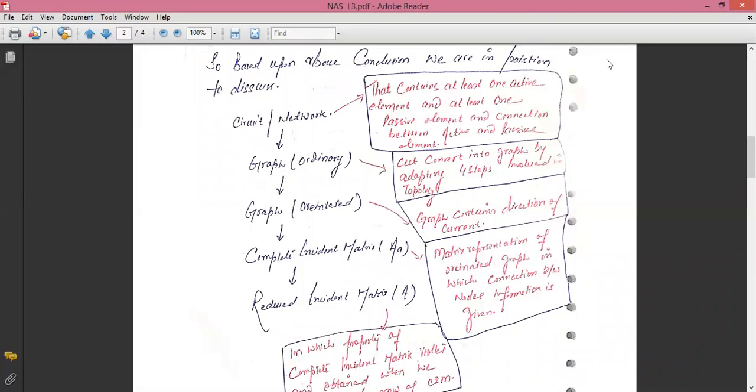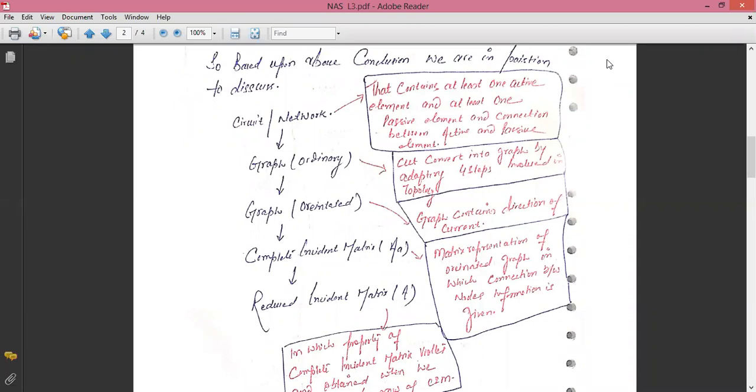This circuit or this network is converted into a graph, and the graph so obtained is called an ordinary graph. After that, this ordinary graph is converted into an oriented graph. After that, this oriented graph is converted into the complete incident matrix, which is denoted by capital A and small a. And after that, we have another matrix called the reduced incident matrix, that is denoted by capital A. Now I will discuss one by one what all these things mean.